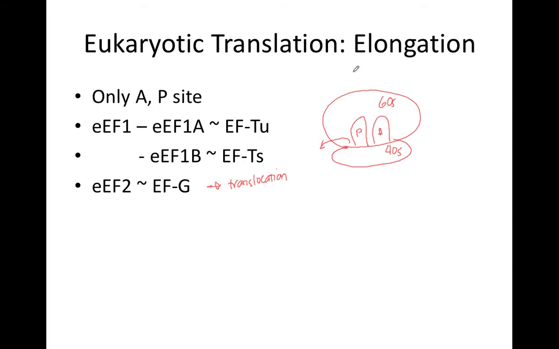So remember that in the large subunit, it is the 28S rRNA that provides the rRNA environment that catalyzes peptide bond formation, meaning it contains the peptidyl transferase activity.